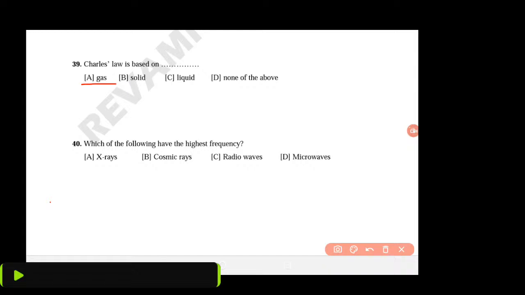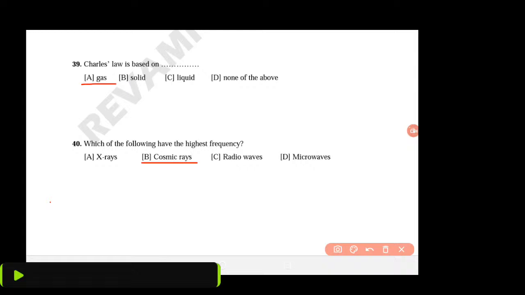Okay, now before we call it a day tonight, let's quickly consider question number 40. Question number 40 says, which of the following have the highest frequency? Out of all these four options, X-ray, cosmic ray, radio waves, and microwaves, the one with highest frequency is cosmic ray, because cosmic ray is a class of rays that belong to gamma radiation.